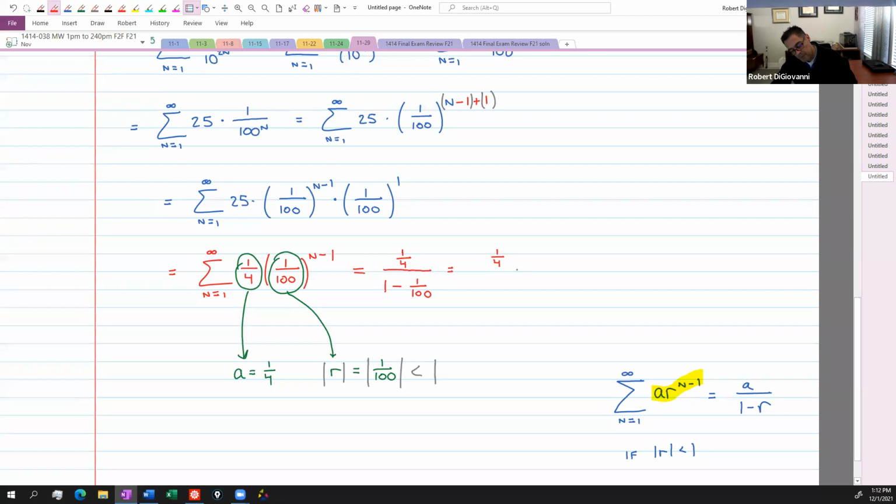One-fourth over, now here I have to get a common denominator, so I'd probably just rewrite this as 1/1, multiply top by 100, bottom by 100. That way I can subtract these two. I would get 100 minus 1 over the common denominator. So I get 1/4 over 99 over 100. And then I'm dividing by a fraction, so I'll multiply by the reciprocal.